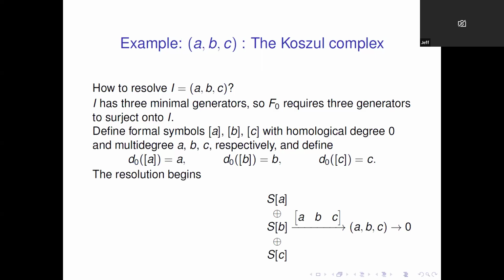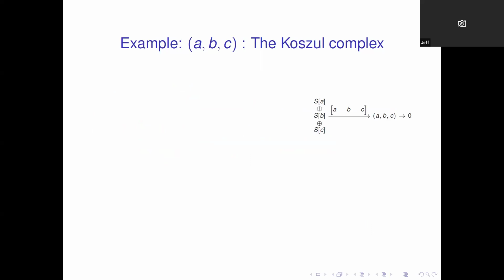And so we get to begin our resolution. We have a direct sum of three rank 1 free modules, all just times the appropriate formal symbol. Bracket A goes to A, and so on. So shove that up into the corner. What comes next, I need to figure out what's in the kernel of this map. So what linear combinations of bracket A, bracket B, and bracket C are mapped to 0?